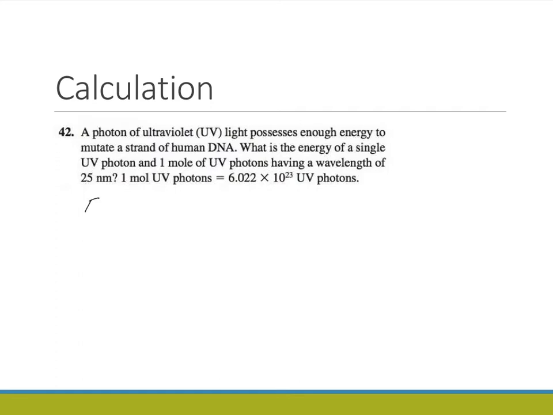So we know we're looking for the energy of a single photon. So the energy is equal to h times nu. But we're not given the frequency. We are given a wavelength. Well, we know that c is equal to lambda times nu. If I rearrange c equals lambda nu for nu, I get nu is equal to c over lambda. If I then substitute that back into my energy equation for nu, I get E equals hc over lambda.